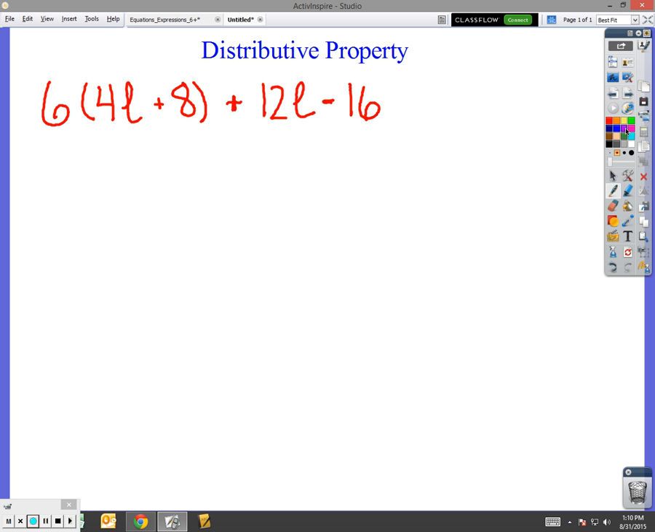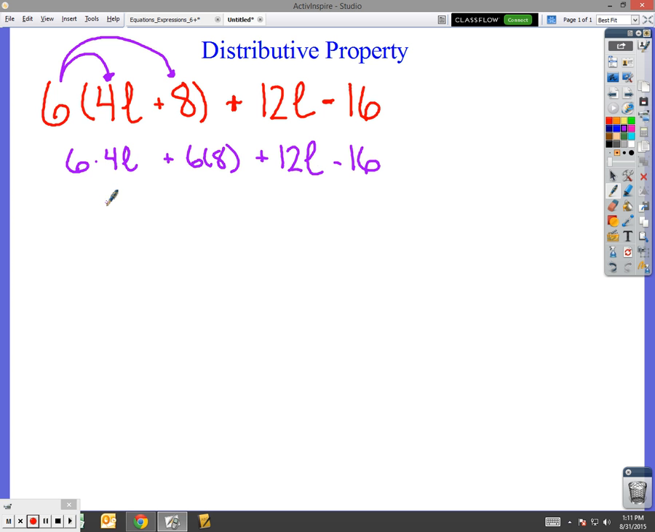Okay, now again, I'm going to look inside the parentheses. I cannot do anything inside the parentheses because I cannot combine the like terms. What I can do is I can distribute. I can share this 4 times, or 4L, times 6, and then 6 times 8. So if I want to write this long ways, it'd be 6 times 4L plus 6 times 8 plus, let's bring the other terms we did not use, 12 times L minus 16.